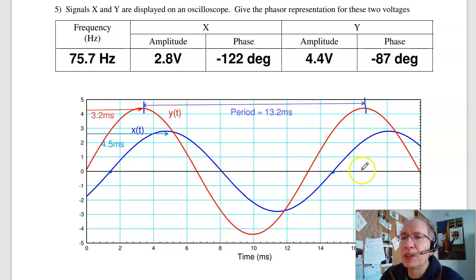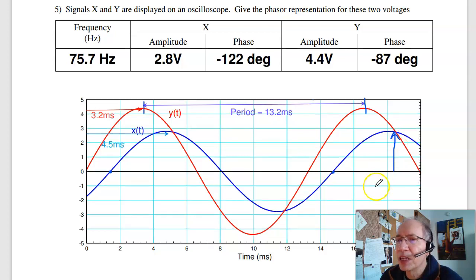The amplitude. Amplitudes are easy, that's the peak. So there's the amplitude of x, about 2.8 volts. Here's the amplitude of y, about 4.4 volts. The phase shift is delay. A cosine is a peak at t equals 0. If I delay it, that's my phase shift. So this is the delay. X has a delay of right around 4.5 milliseconds.